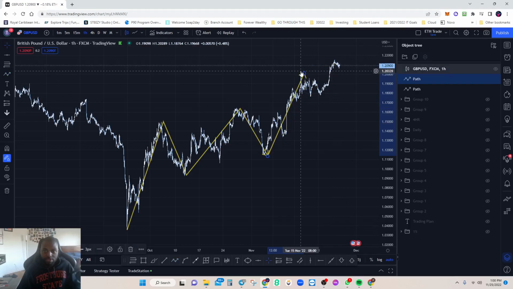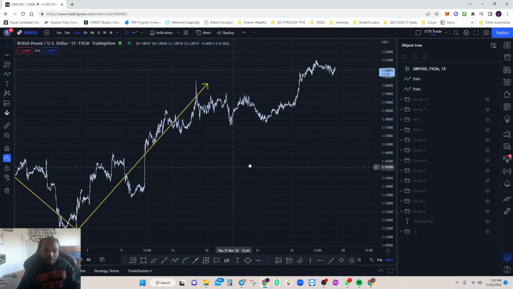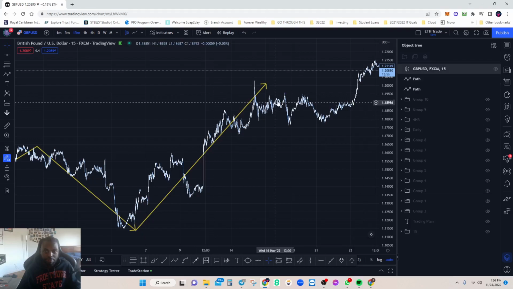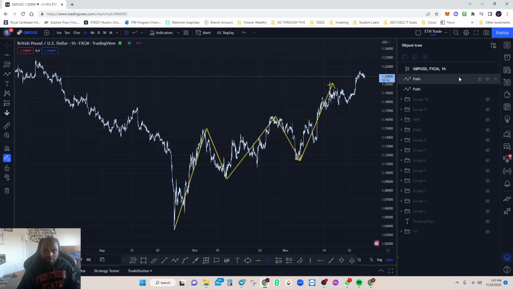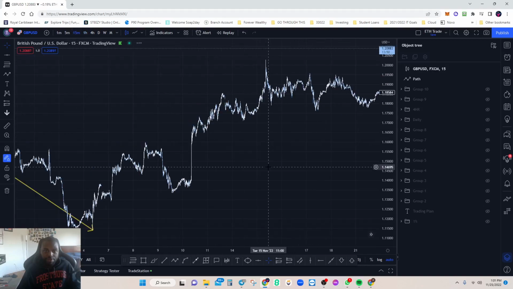You might say, what about this pullback right here? Now this is on a smaller structure. That pullback is going to be on the 15. Okay, so now let me go ahead and just draw structure from here and show you what I mean. First off, let me get rid of this right here. Let me show you what I mean.